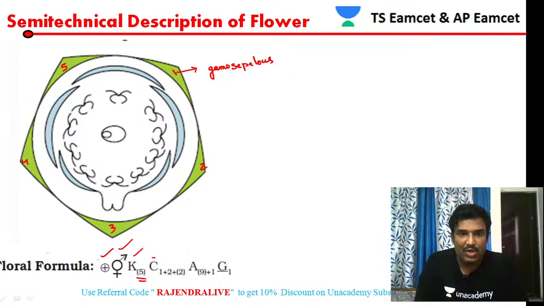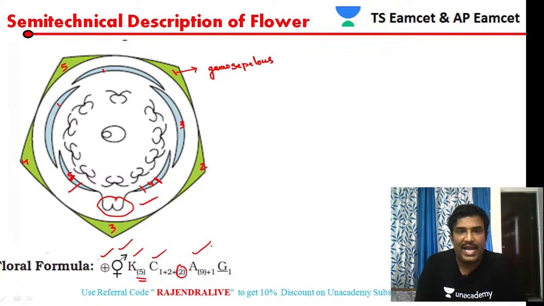Then you see the corolla. C represents corolla. How many are there? 1, 2, 3, 4, 5. 5 corolla are present. This is the characteristic feature of the papilionaceous corolla. In that, this corolla and this corolla are fused, so they are kept in a bracket. They are connected to each other.